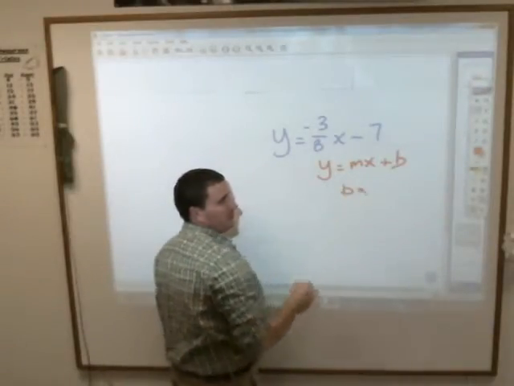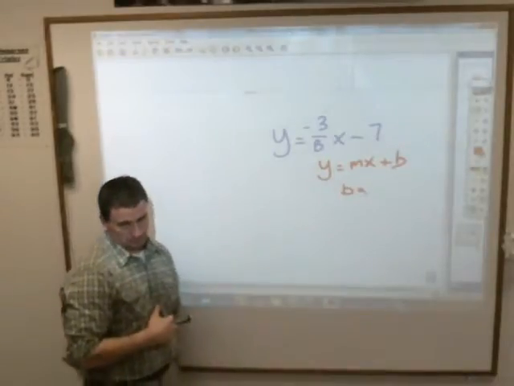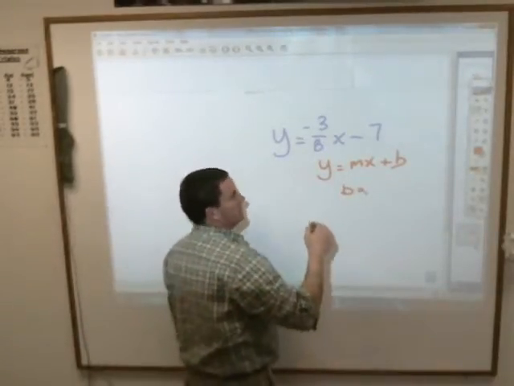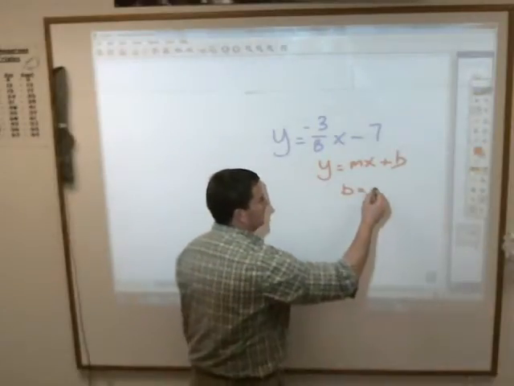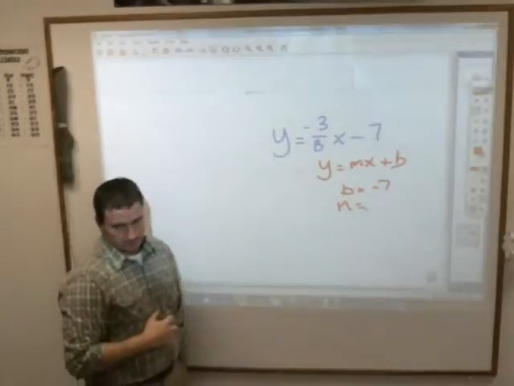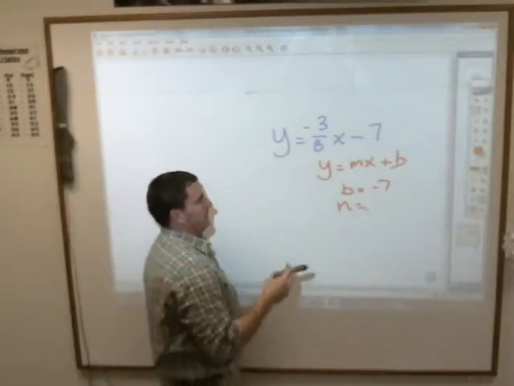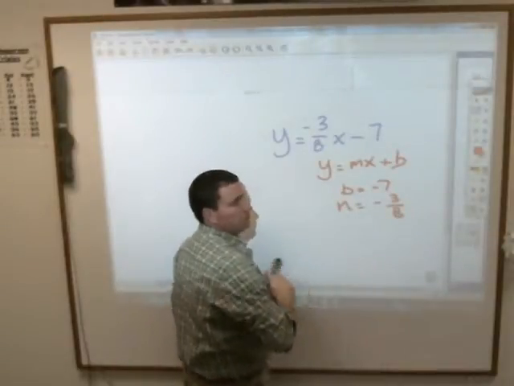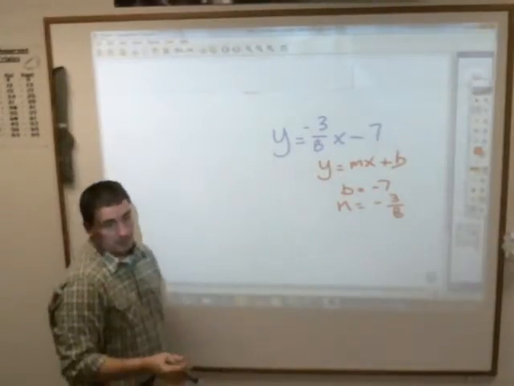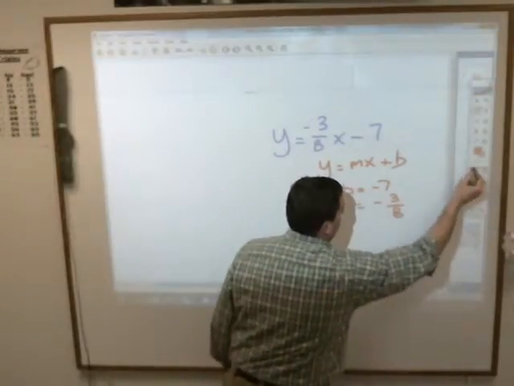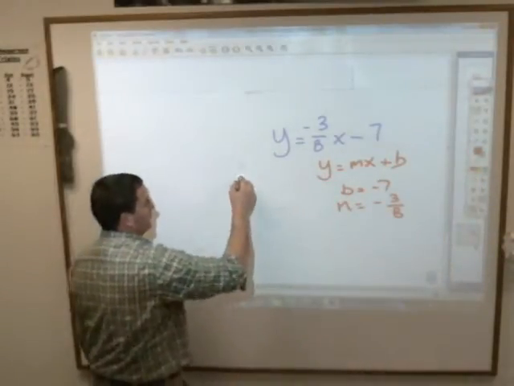What is the y-intercept in that equation? Rockwell? 7. No, it isn't. -7. Thank you, it is -7. What is my slope in that equation? Haynes? -3/8. Given those two things, you can graph that line incredibly easily because you just need to do this.